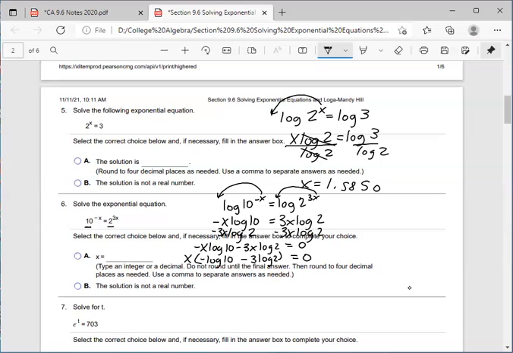This whole thing, negative log 10 minus 3 log of 2, is just a number. So I can divide by the negative log of 10 minus 3 log of 2. If I divide by it on that side, then I have to divide by it on the other side. So I'm going to do 0 divided by that. Well, 0 divided by anything is 0. And this would cancel out with this because they're the same on the top and the bottom. And so I just have x is equal to 0.